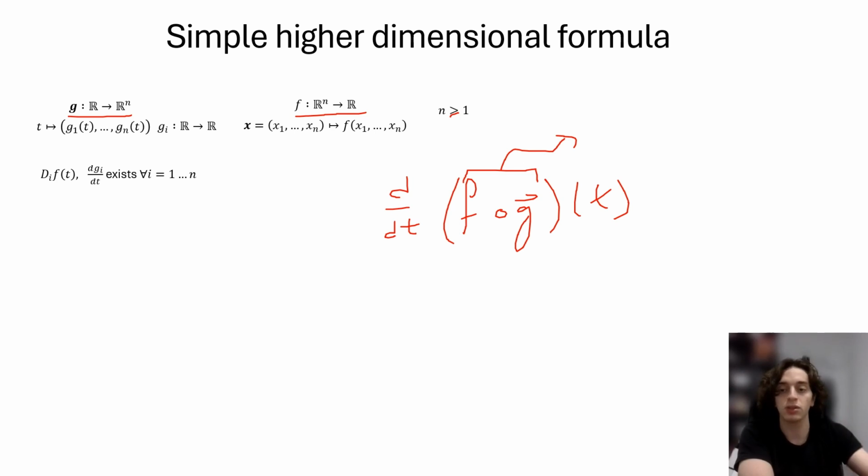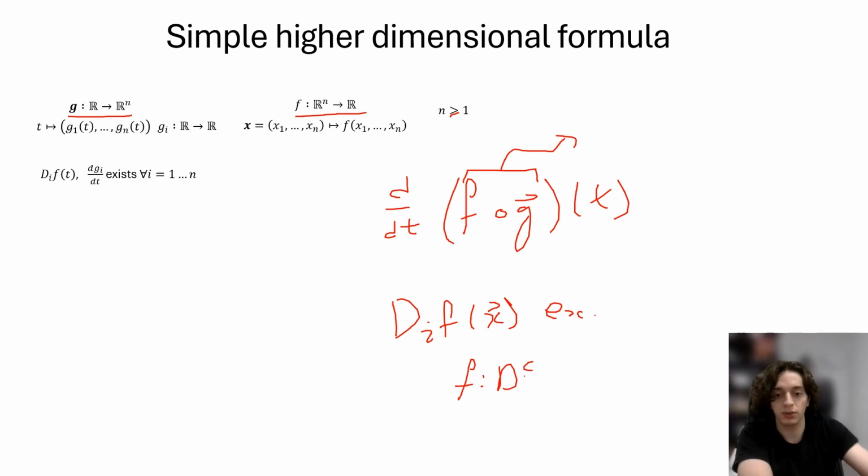First we have to make two assumptions. The first is that the partial at every component of f, for any n-dimensional vector that you plug into f, exists. And here the domain of f has to at least be an open subset of R^n, so that limits are defined. So f maps from some open subset of R^n.